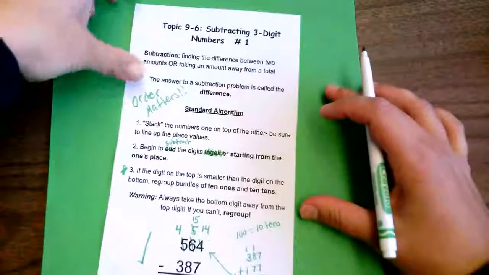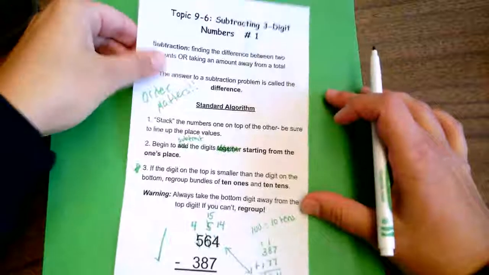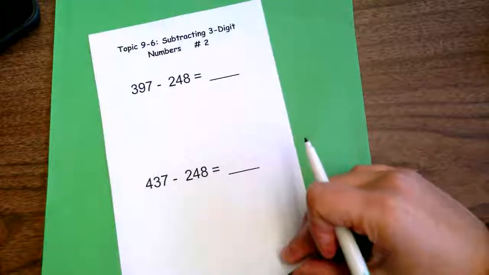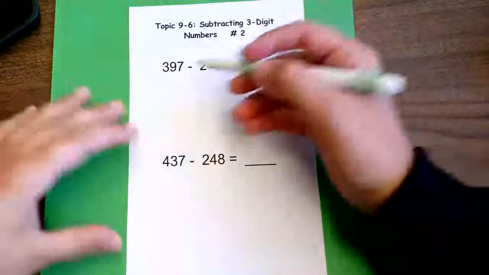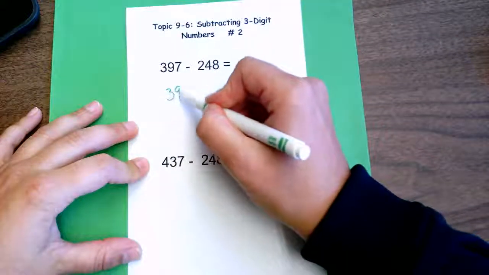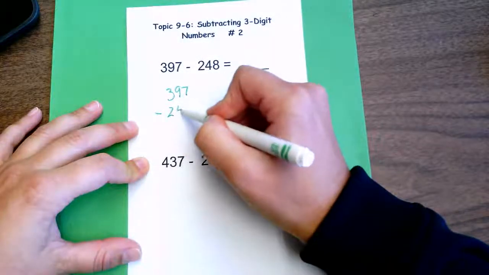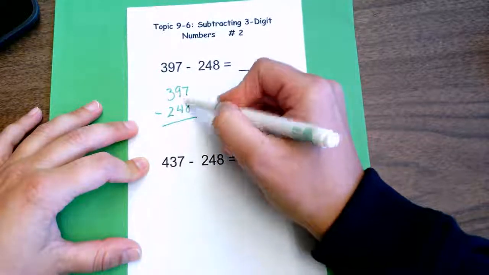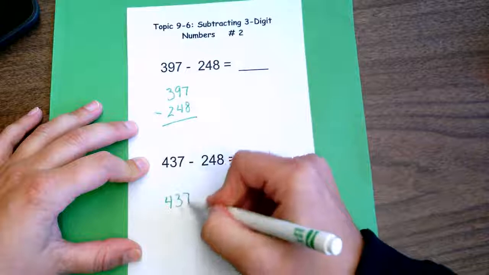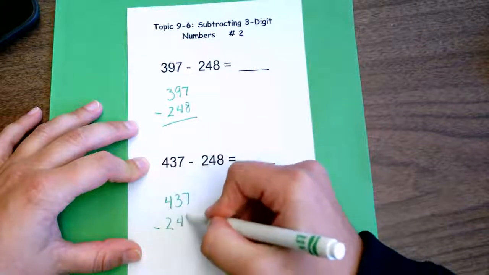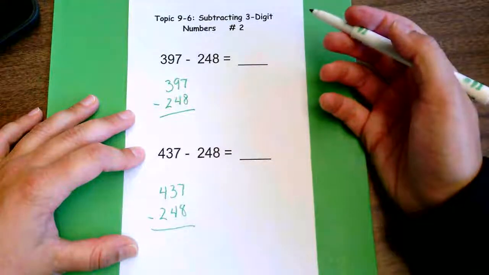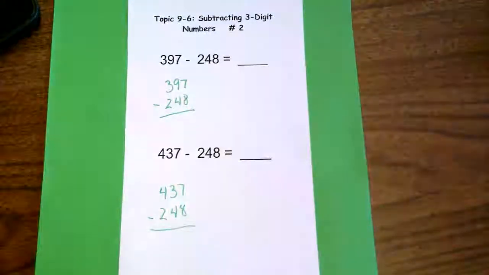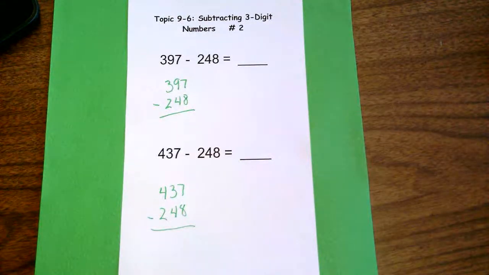All right, let's take a look at our next note sheet, 9-6. These numbers are not stacked, so we will need to stack them. 397 minus 248. And down here we have 437, again, minus 248. So if you're feeling confident, go ahead and give these a try on your own. If not, stay with me and we can work on these together.